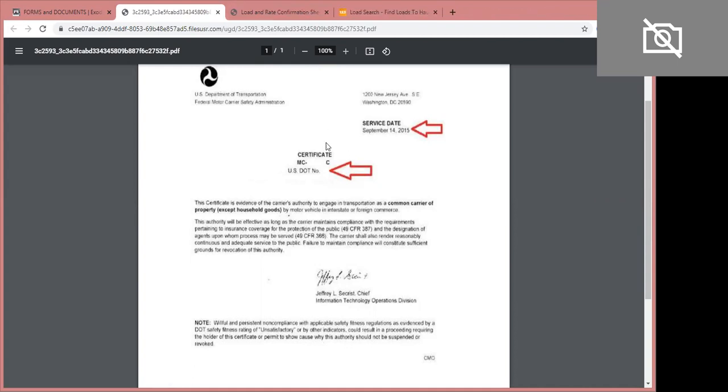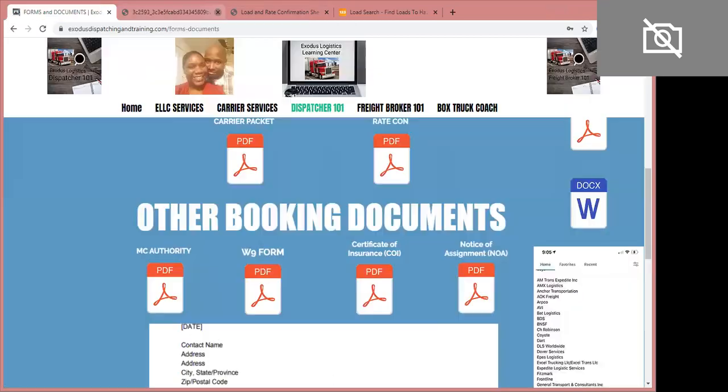Yes. That's what an MC authority letter looks like. It's issued by DOT and FMCSA. It has the carrier's MC number and DOT number. It has their service date when their authority became active. This is just a sample template. And it has the type of MC authority they are. This is a common carrier. You got common carrier, contract carrier, passenger carrier, household goods. So the two that you may run into are common and contract carrier authorities. Okay, that's the first document.